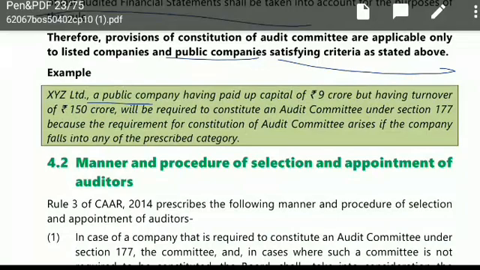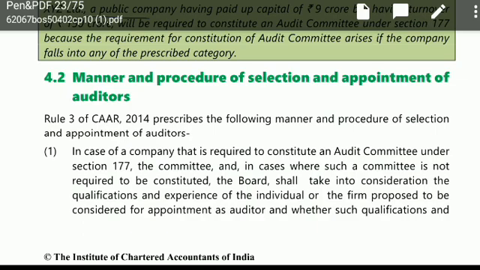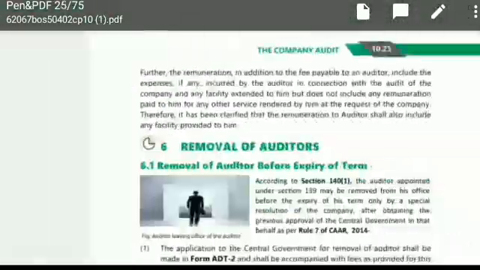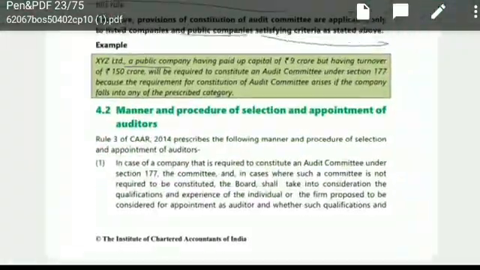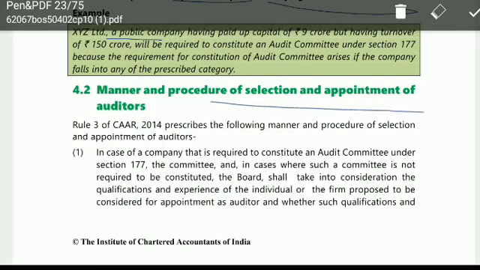Okay, fine. Now let us study the manner and procedure of selection and appointment of auditors. So how are you going to select and appoint auditors? Rule 3 of CAAR 2014 prescribes the following manner. In case of a company that is required to constitute an audit committee, the audit committee, and in cases where such a committee is not required to be constituted, the board, shall take into consideration.